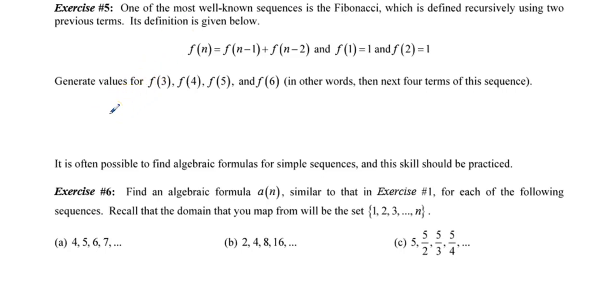Exercise 5 is a little bit tricky. This is the Fibonacci sequence. So if you know it, then you know it. If not, it looks pretty complicated, right? It has all these F's and N's, and this is basically what's going on.